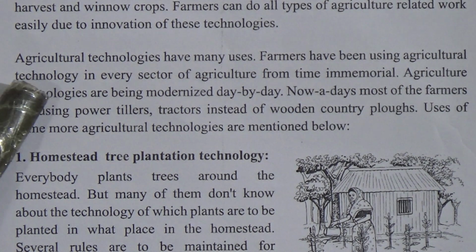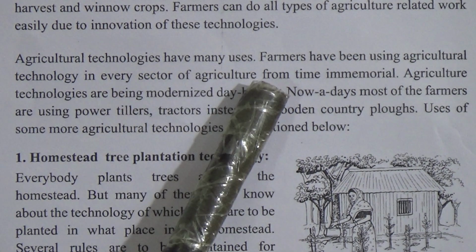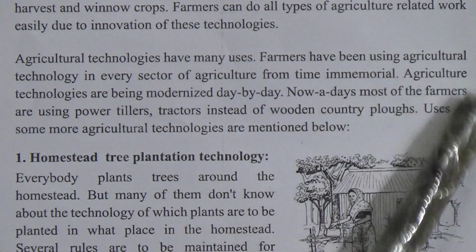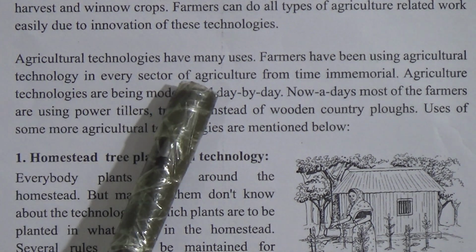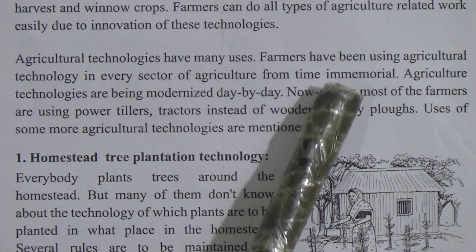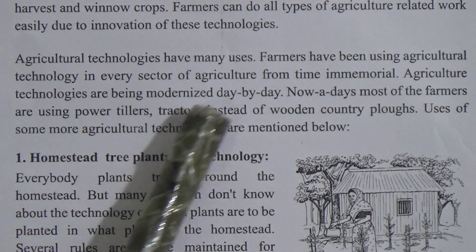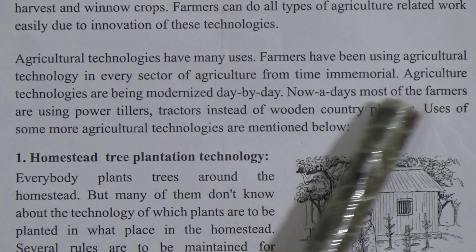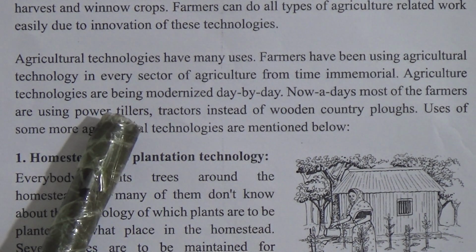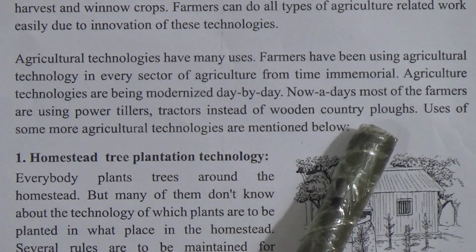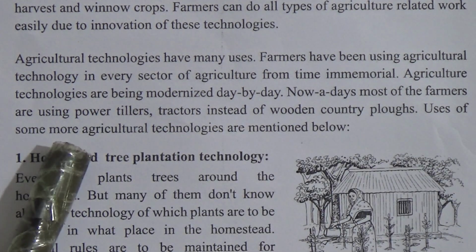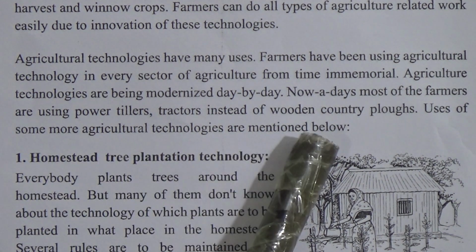Next para. Agricultural technologies have many uses. Farmers have been using agricultural technologies in every sector of agriculture from time immemorial. Agricultural technologies are being modernized day by day. Nowadays, most of the farmers are using power tiller and tractor instead of wooden country plow. Uses of some more agricultural technologies are mentioned below.